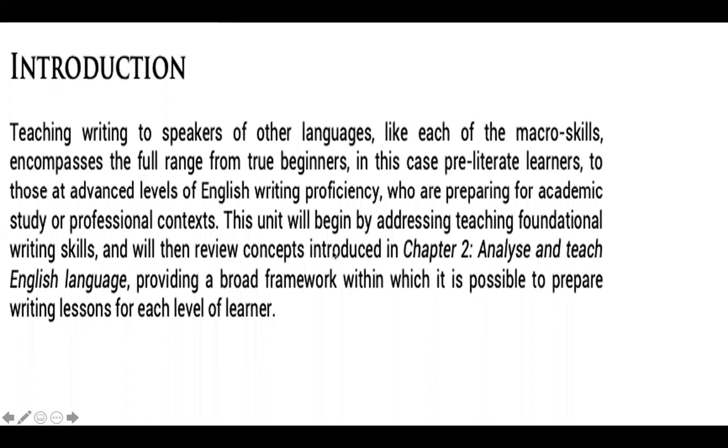Introduction. So the introduction was looking at why we need English writing skills. And it also mentions to go back to chapter 2 to look at analysing and teaching English. That was the grammar chapter.